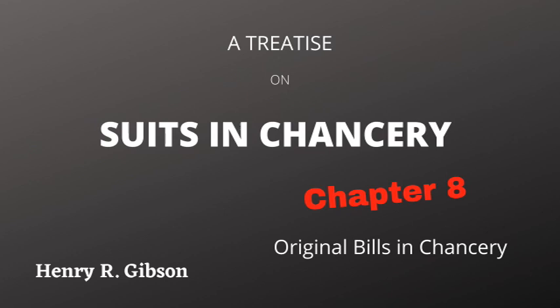136. Different kinds of bills. Bills in Chancery are of two general kinds: 1. Original bills, and 2. Bills not original. Original bills are those which relate to some matter not before litigated in the same court, by the same persons, standing in the same interest, and making the same allegations.